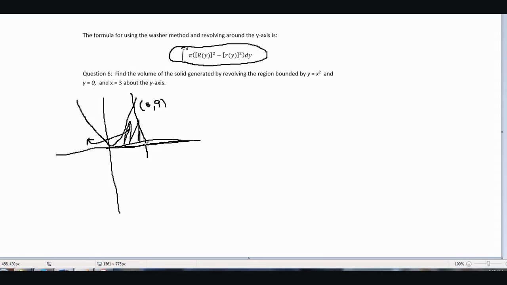Now, our region goes from y equals 0 up to y equals 9. So our limits of integration are going to be from 0 to 9. We have this pi out in front, which I'm just going to go ahead and pull out in front of the integral because we always can do that.